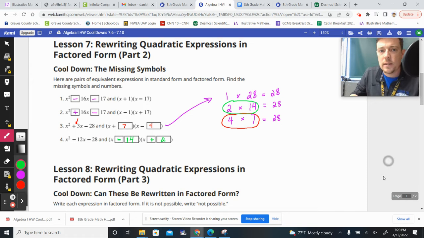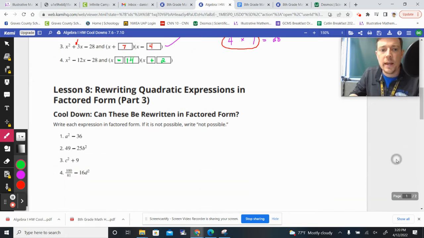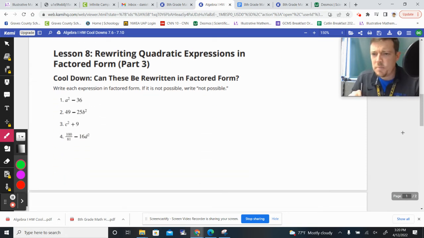I'm going to move on to the next step, which is lesson 8. We started to look at these special cases where we have these squares that are differenced in our expression. So these are all standard form. We have a square subtracted by a square, a square added by a square, not what we're looking for, and a square subtracted by a square.